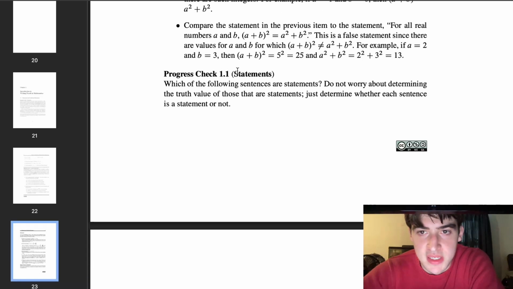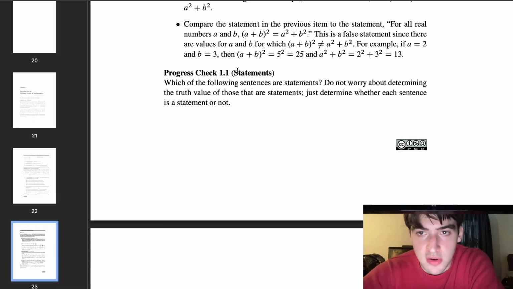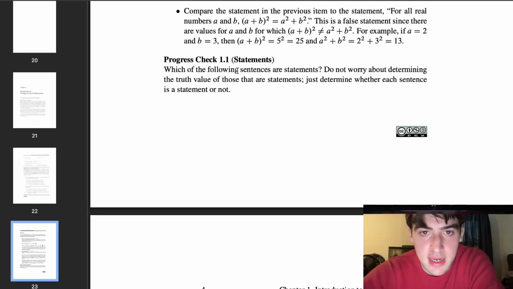Compare the statement in the previous item to the statement "For all real numbers a and b, (a + b)^2 = a^2 + b^2." That is a statement. This is a false statement since there are values for a and b for which they do not equal each other. For example, if a equals 2 and b equals 3, then (a + b)^2 = 5^2 = 25, and so on.